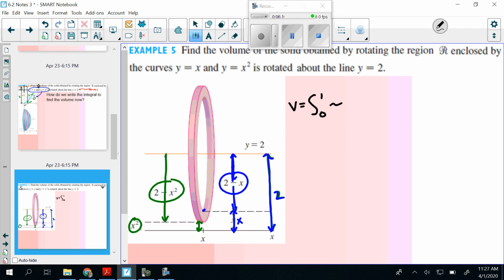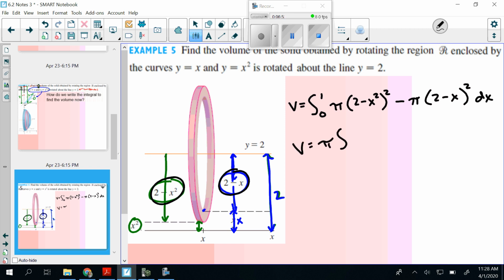of pi r squared minus pi r squared. What's the bigger radius or longer radius in this one? Well, you can see from the picture, 2 minus x squared, that's the radius that's further away. So that's the one we want to do first. 2 minus x squared, that radius squared minus pi r squared again, but with the closer radius, and the closer radius is this one, 2 minus x squared dx. Again, if you want to factor out that pi, because we got pi in both, we can do that.